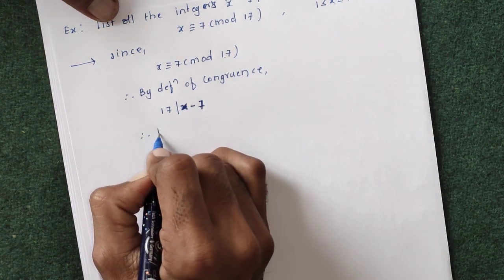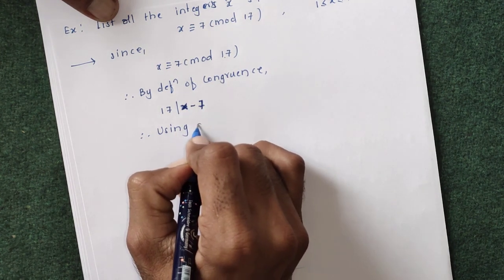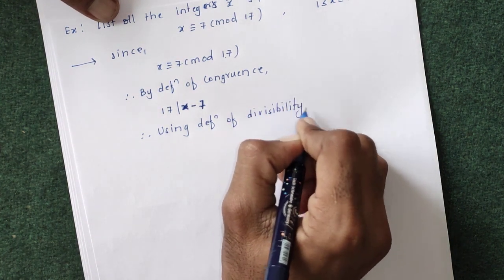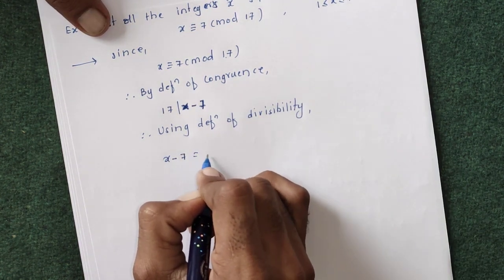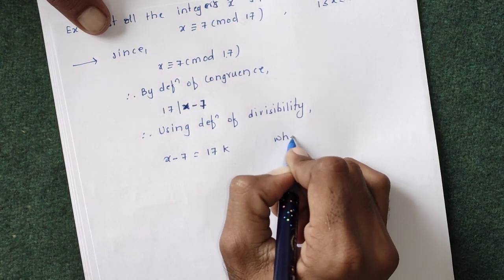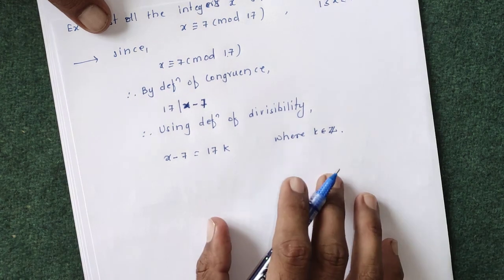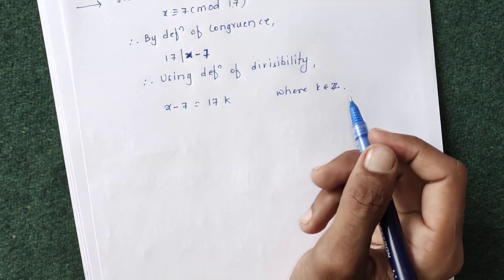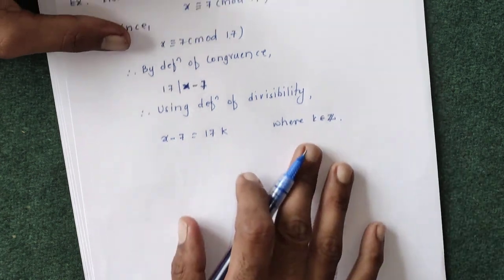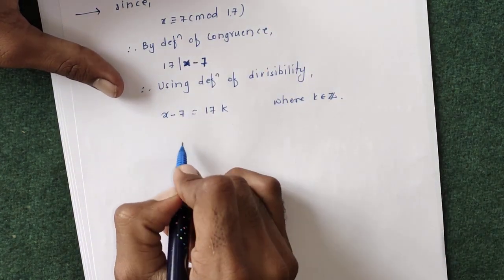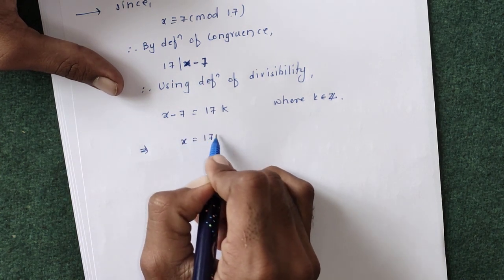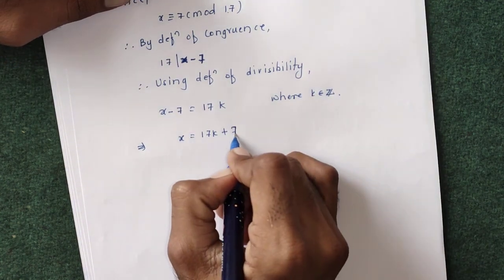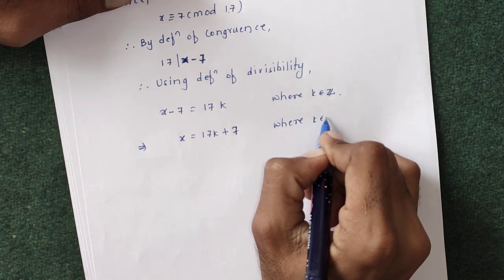So by using the definition of divisibility, we can write x minus 7 is equal to 17 times k, where k is an integer. So we get this equation from this congruence. x minus 7 is equal to 17k, and we are going to find the values of x which satisfy this congruence. Rearranging, adding 7 on both sides, we get x is equal to 17k plus 7, where k is an integer.